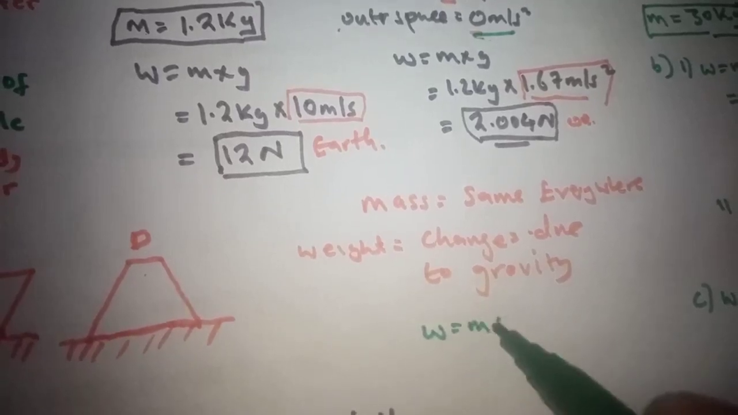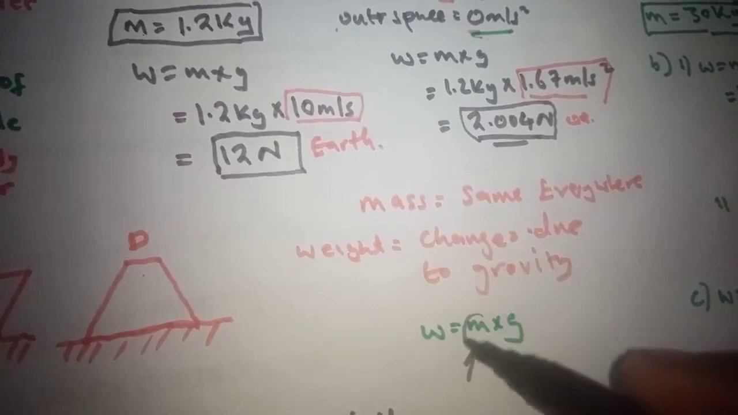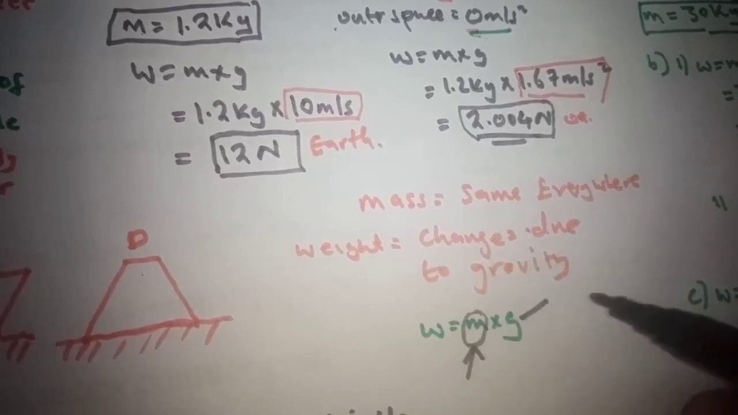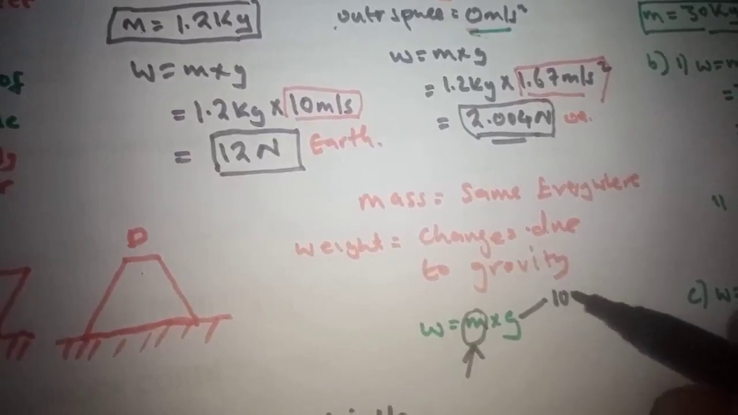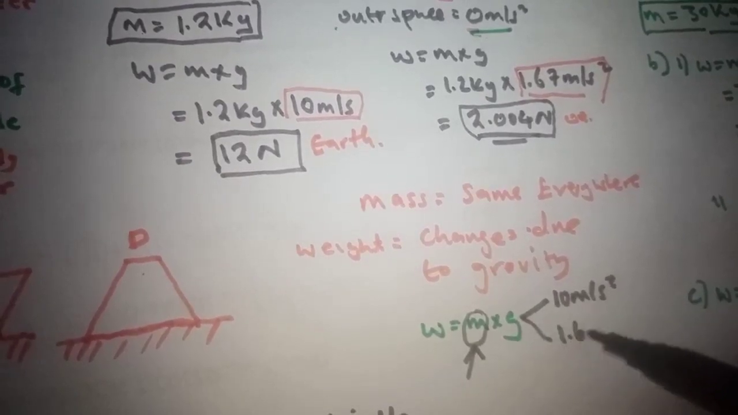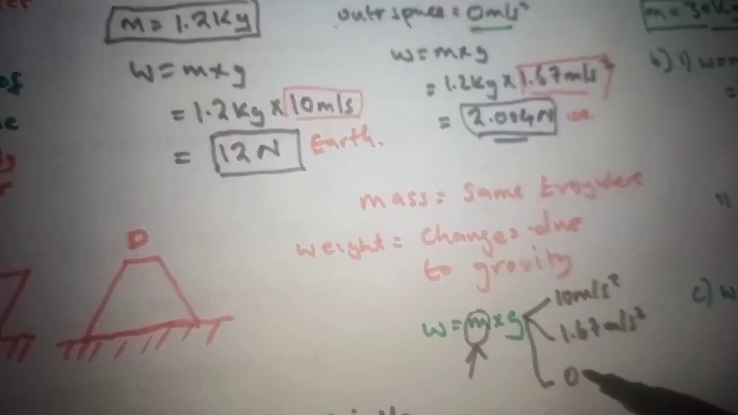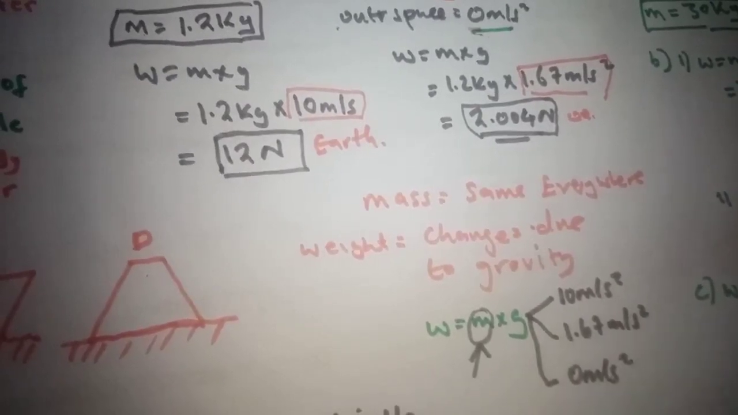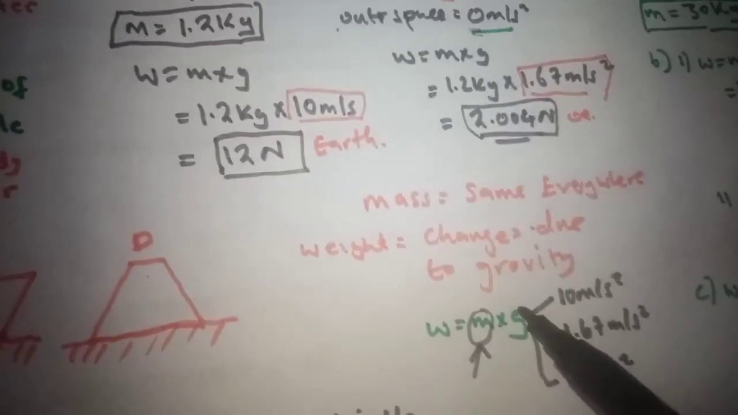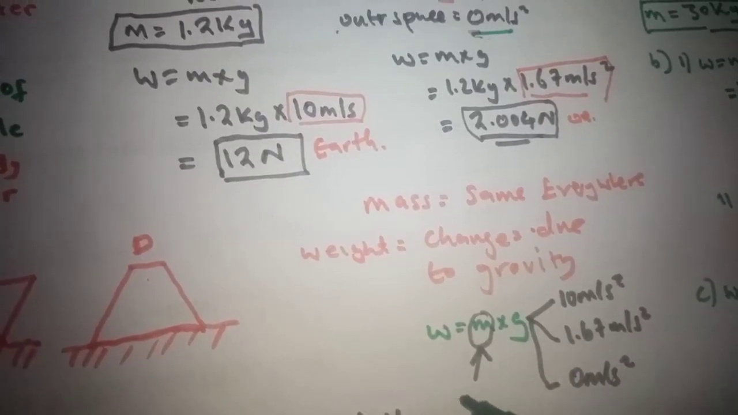Weight is equal to mass times gravity. So the main thing is that the mass is always the same, but you can change the gravity. On Earth, it is 10 meters per second squared. On the moon, 1.67 meters per second squared. And in outer space, 0 meters per second squared. Because of the change in gravity, the weight will change, but the mass is the same.